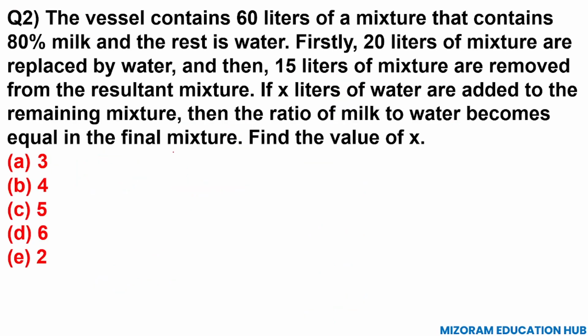Now question number 2. The vessel contains 60 liters of a mixture that contains 80% of milk, okay, and the rest is water. And 60 liter kan ya milk 80% le 20% obviously water. And firstly 20 liters of mixture are replaced by water, and then 15 liters of mixture are removed from the resultant mixture. If X liters of water are added to the remaining mixture, then the ratio of milk to water becomes equal in the final mixture. Find the value of X.